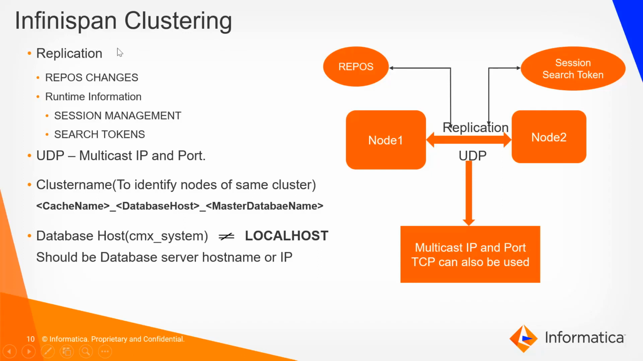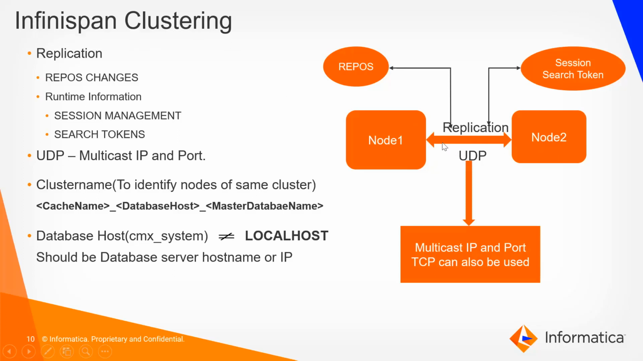So why is it needed? The Infinispan clustering actually plays a major role to replicate the metadata changes, for example the repos changes, right? So whatever you're adding, any columns, or if you're adding new base objects, for the other node to have the same metadata available, let's say you do the repos changes through node 1, for those changes to be available in node 2, it uses this Infinispan clustering, right?